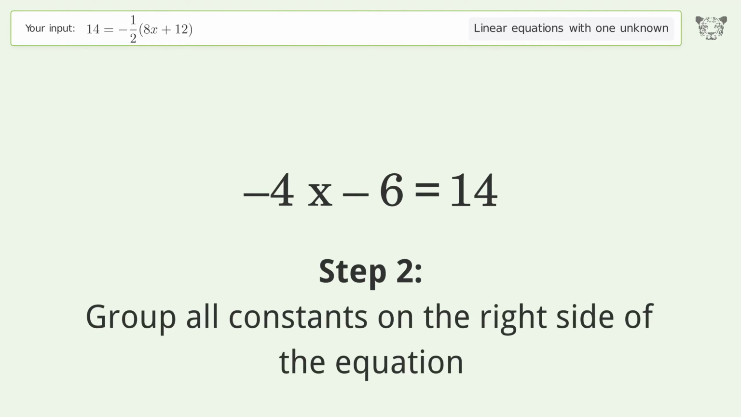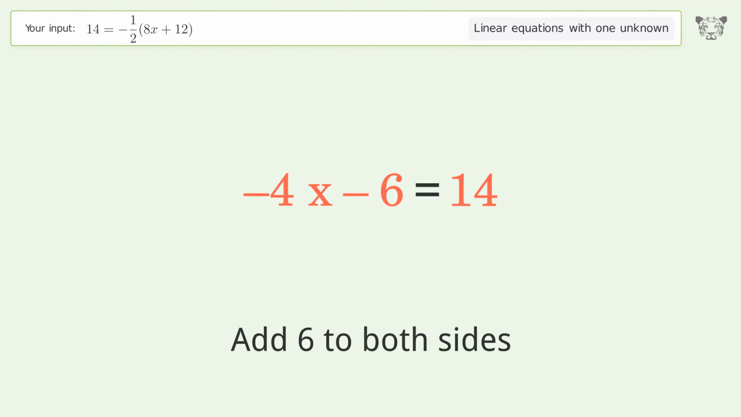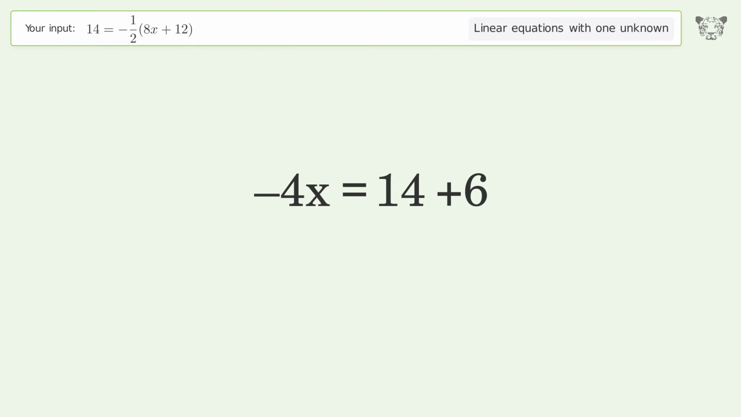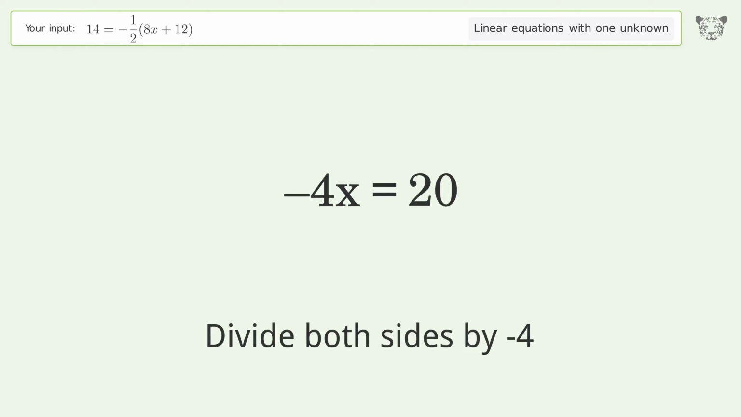Group all constants on the right side of the equation. Add 6 to both sides. Simplify the arithmetic. Isolate the x. Divide both sides by -4.